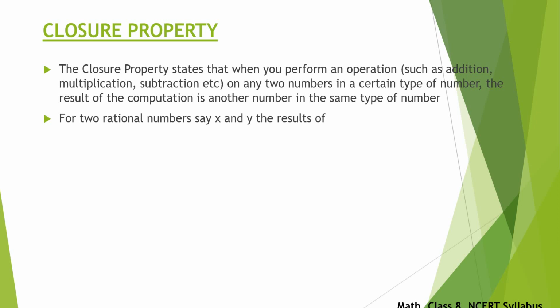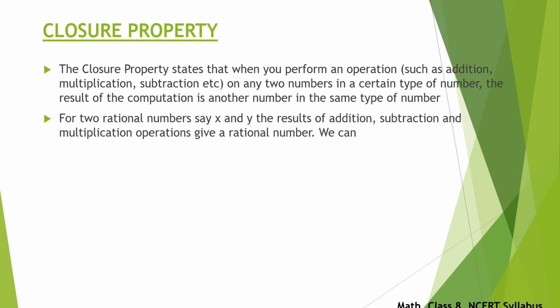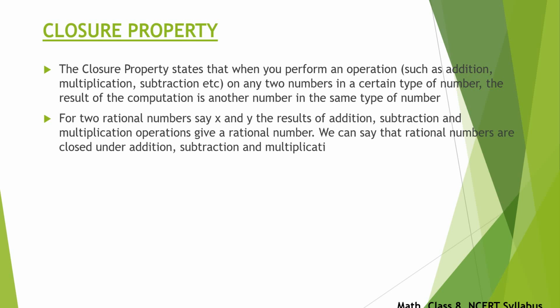For two rational numbers, say x and y, the results of addition, subtraction and multiplication operations give a rational number. So we can say that rational numbers are closed under addition, subtraction, and multiplication.